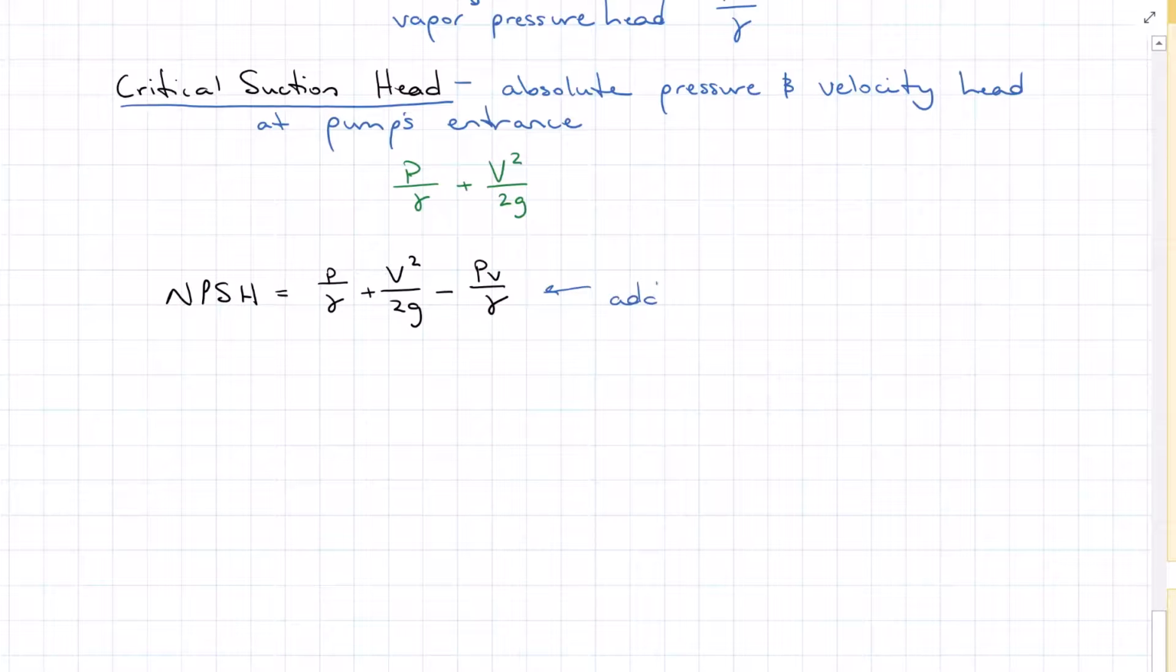This is the additional pump head required to move a liquid through the pump.